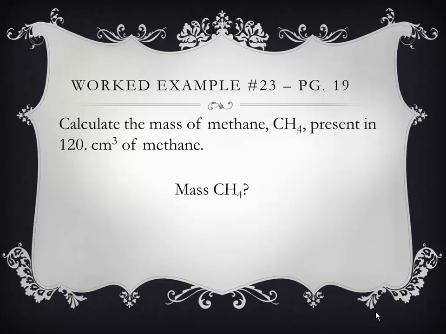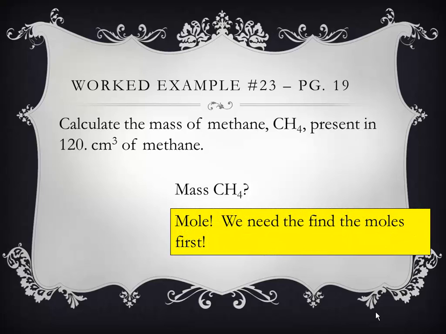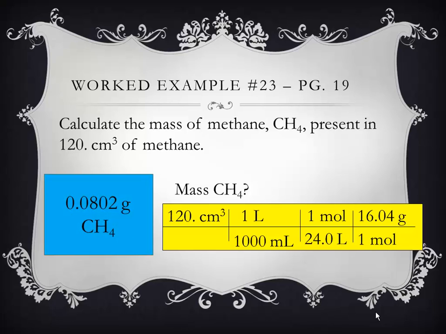Here you calculate the mass of a given volume of methane at RTP. So if you have mass, you've got to start with your liters to get to moles. It's a simple dimensional analysis to convert milliliters to liters, using your constant, 1 mole is 24 liters, times your molar mass. You get 0.0802 grams of methane.